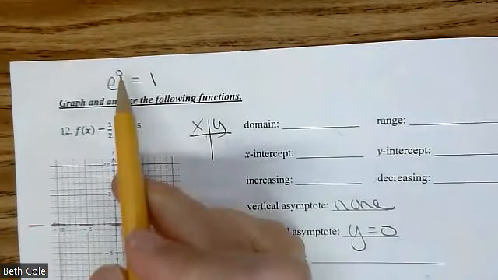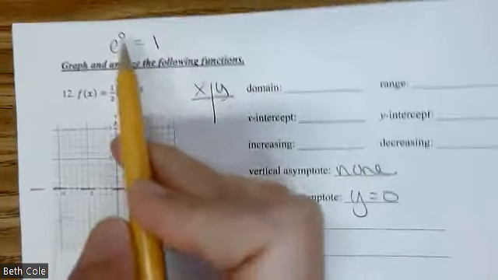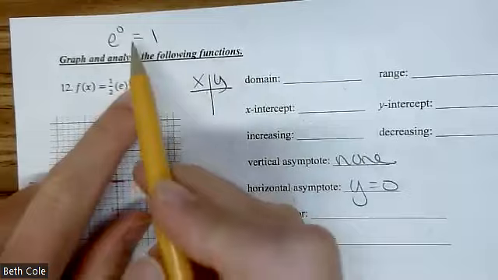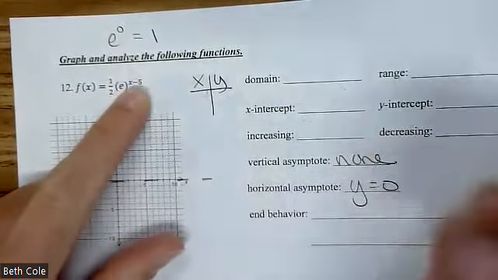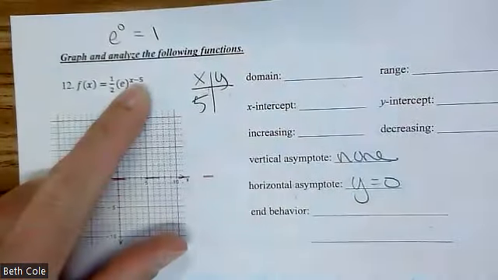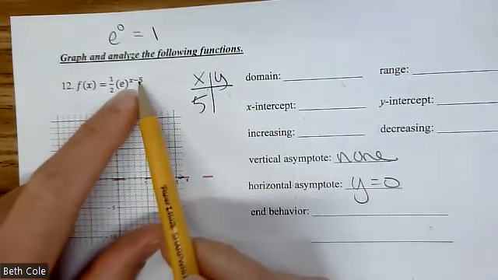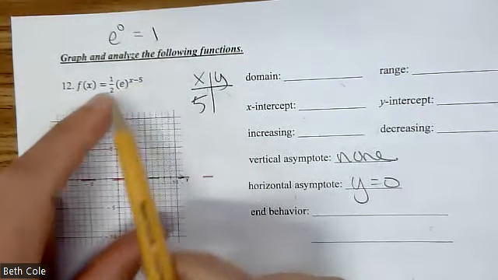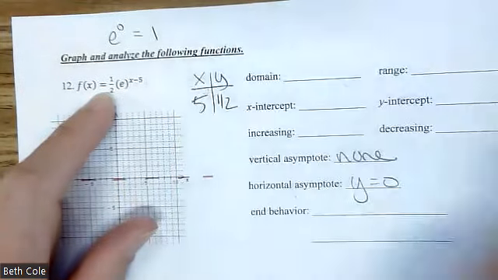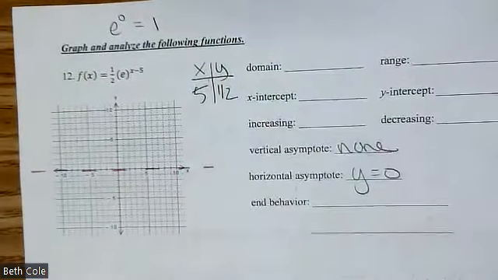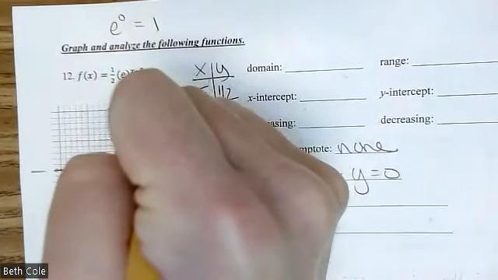Now that doesn't mean you plug in 0 though. In this case, what would you plug in so that you end up with a 0 there? Good. Okay, if you plug in 5, 5 minus 5 is 0. Anything to the 0 power is 1 times a half is a half. So the only point you get is 5 comma a half.